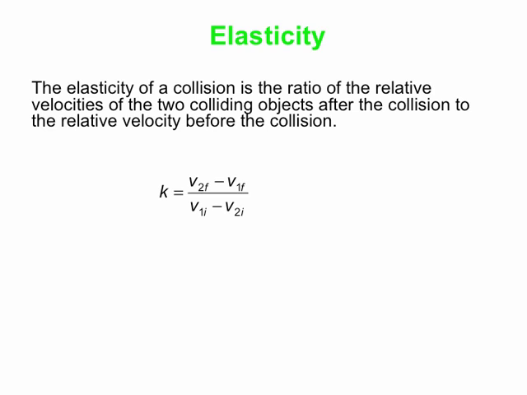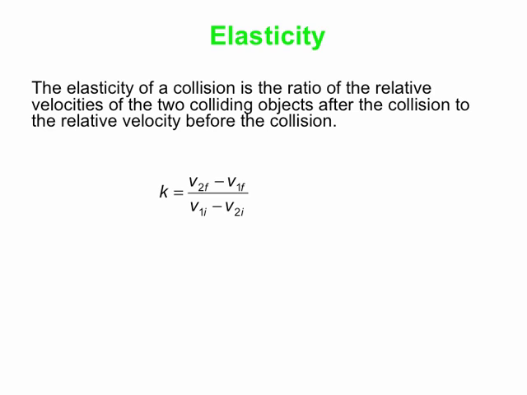So first, as part of our review of classifying collisions, let's define this property we call elasticity. It's a funny little parameter. It doesn't have any units. It's the ratio of the relative velocities of the two colliding objects after the collision to their relative velocities before the collision.